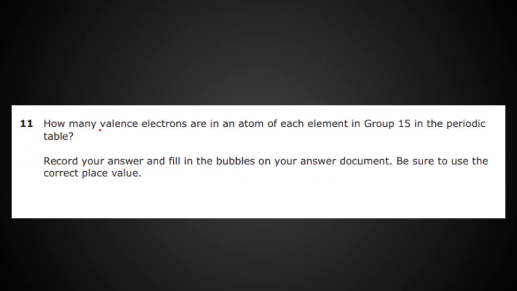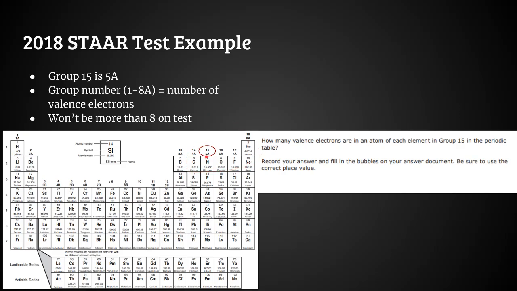This question asks, how many valence electrons are in an atom of each element in group 15 in the periodic table? Well, that would obviously be 5. Just take away that 1, and we got a 5. So 1, 2, 3, 4, 5. Bam, 5 electrons. 5 valence electrons.